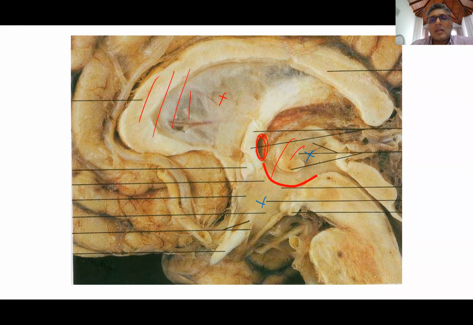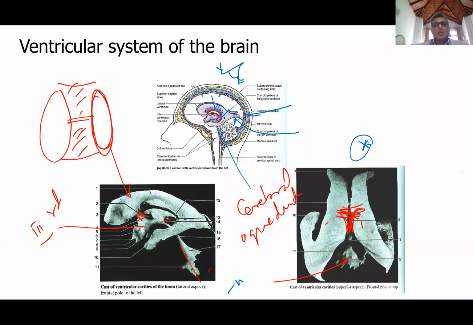And this is the third ventricle in the thalamus area, hypothalamus area. So this foramen of Monro connects the two lateral ventricles as well as the third ventricle. This is your cerebral aqueduct, connecting the third ventricle to the fourth ventricle here. Third to fourth. This is the area of the midbrain. The cerebral aqueduct passes through the midbrain. Okay, so this is about the ventricles.